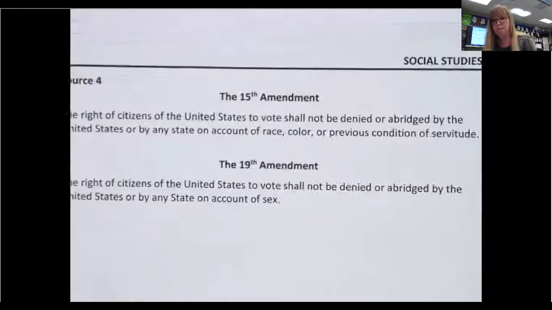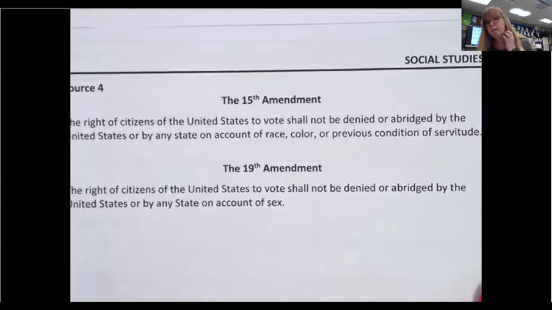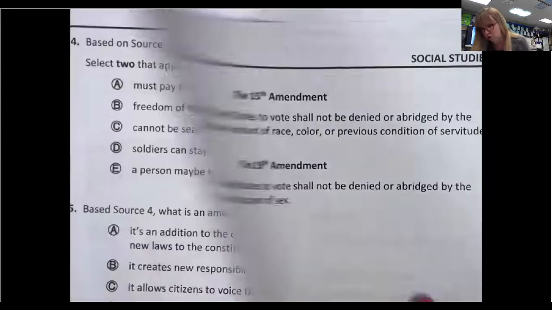Source 4, 15th Amendment. The right of citizens of the United States to vote shall not be denied or abridged by the United States or by any state on account of race, color, or previous condition of servitude. 19th Amendment. The right of citizens of the United States to vote shall not be denied or abridged by the United States or by any state on account of sex, meaning gender.